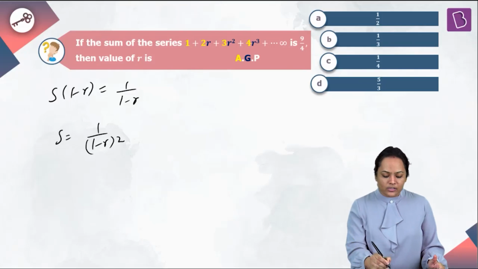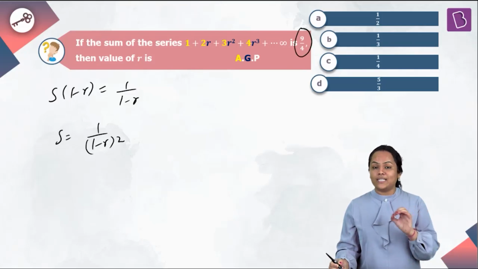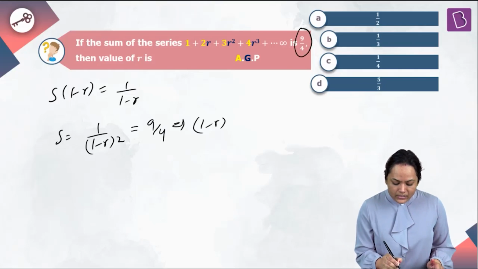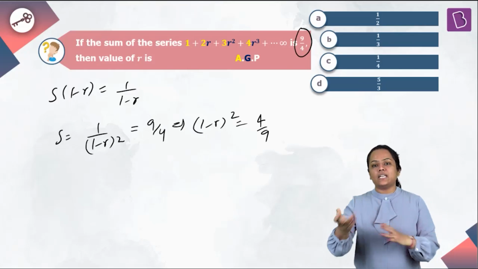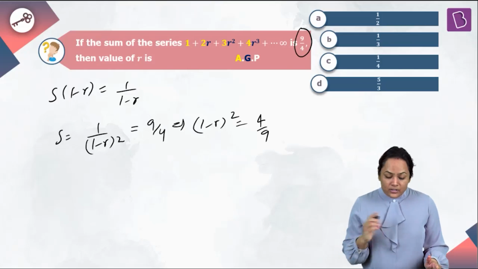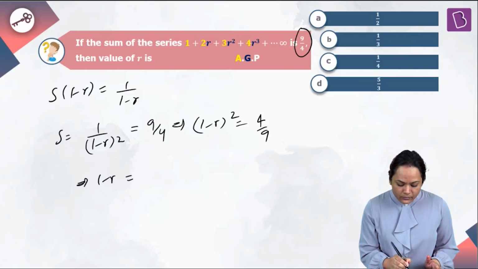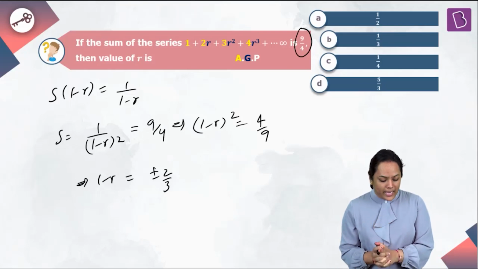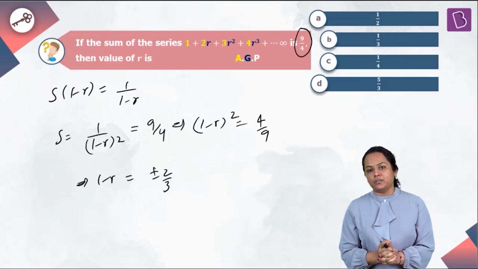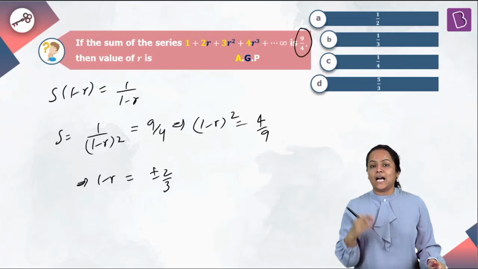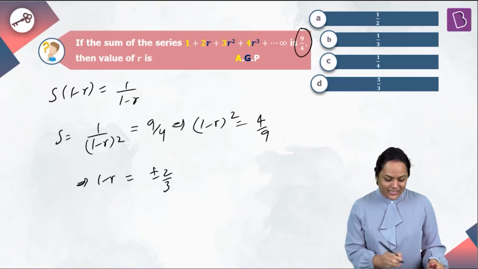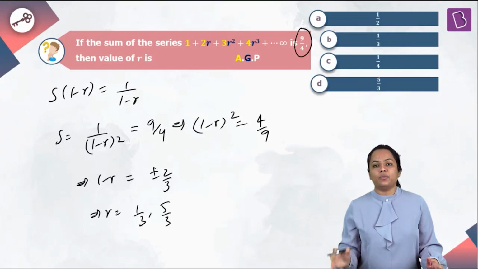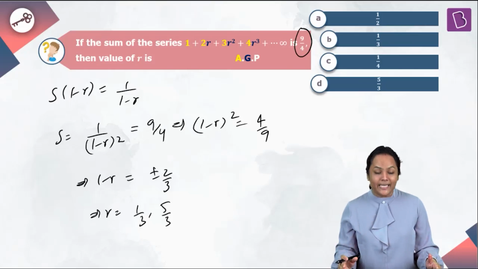Right? And this value is given to me as 9 by 4 in the question. So when I equate this to 9 by 4, I'll get (1 minus r) square value as 4 by 9. I've just taken the reciprocal. Right? Now I can say that 1 minus r will be equal to plus minus 2 by 3. Is this clear? So am I getting one value or two values from here? Well, we'll get two. One with plus, another with minus. So let's find out the values first. So our value will come out as 1 by 3 and 5 by 3. This we can calculate. Once we'll take plus, another time we'll take minus.